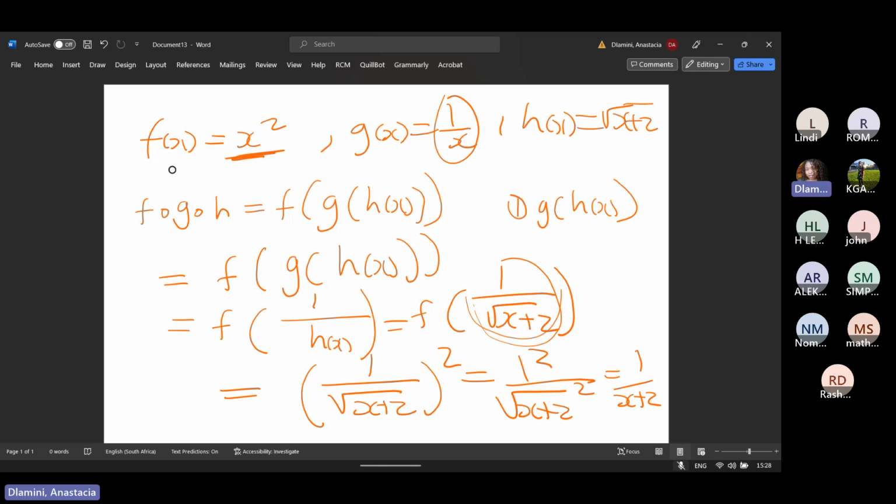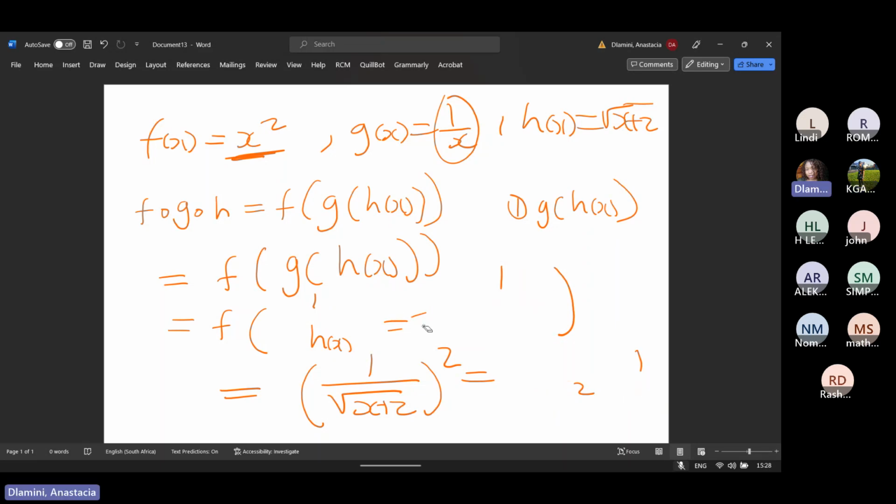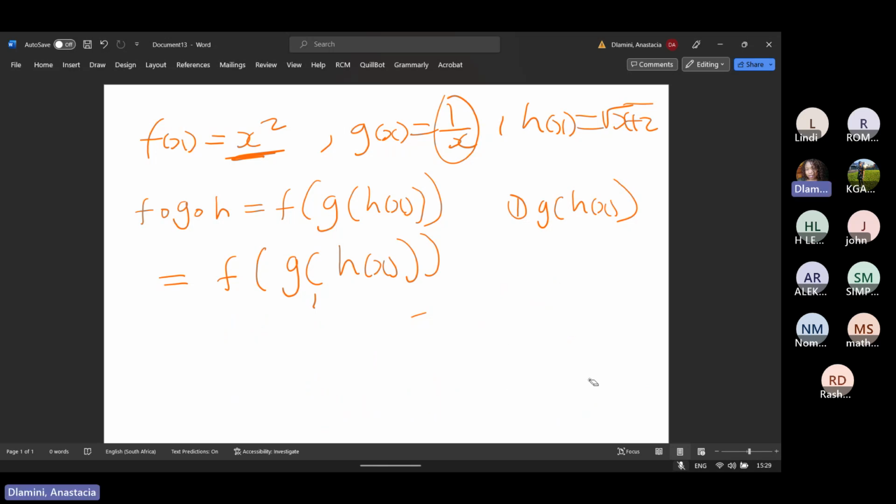Are we finding... Yes, ma'am. Why do you say f of x is 1 over h of x? I don't understand that. Isn't it that we're saying that h of x is inside g of x, and x is inside h of x and f of x?